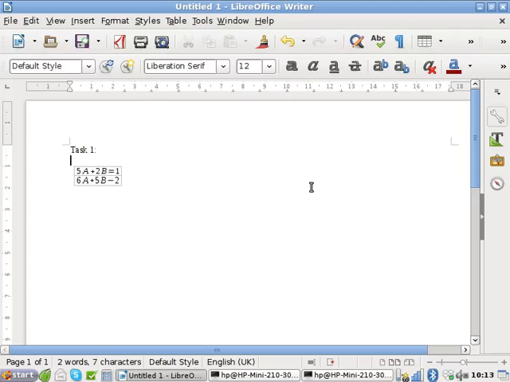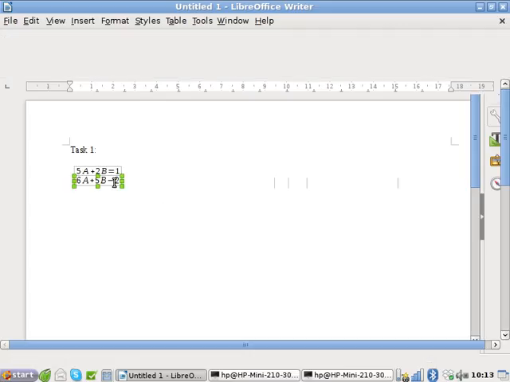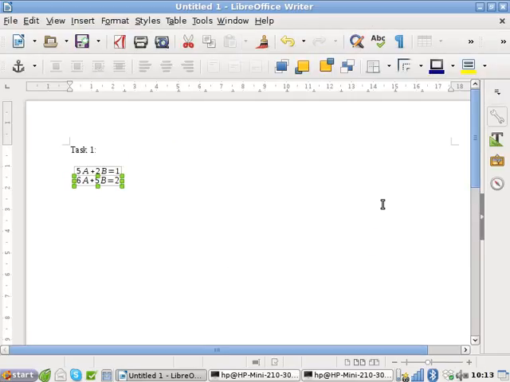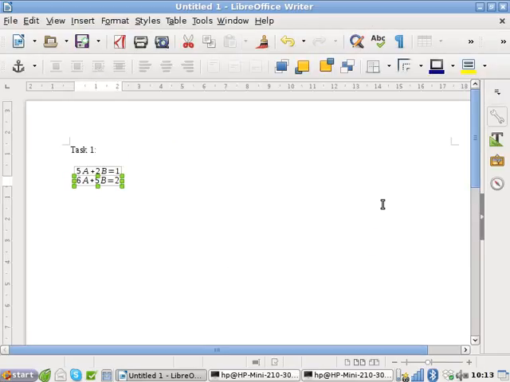It doesn't matter, we're just practicing typing in formulas, so it doesn't have to be the same. Oh, did I type in minus instead of an equals? Yeah, minus. Okay, that shouldn't be a problem. Did you all manage to type that in?